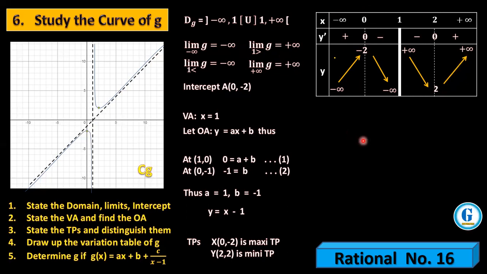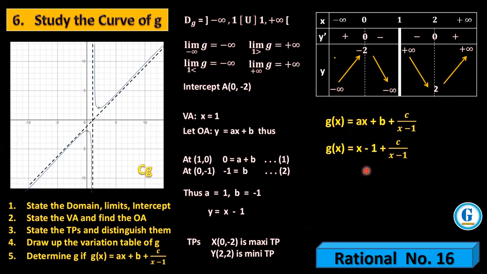Now the last thing is to look for g of x if it has this form. We already have the values of a and b, so g of x equals x plus b plus c over x minus 1, which is x minus 1 plus c over x minus 1. We already found a and b, so we are just supposed to look for c now.